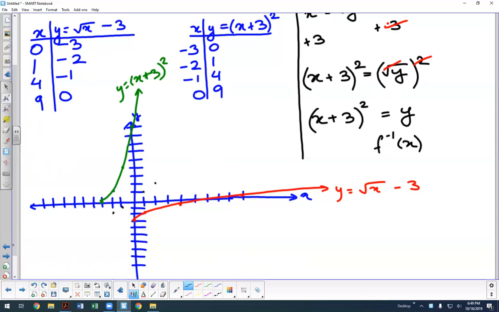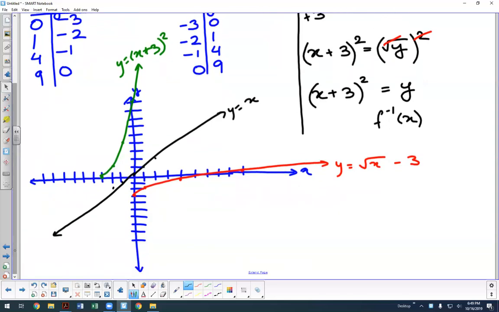And again, just for reference, I'll draw my y equals x line. Obviously, my graphs don't want to cooperate because these are really sloppy graphs. But you should still be able to at least get the idea of that with respect to y equals x as our reflecting surface. These two graphs are going to be reflections of each other.